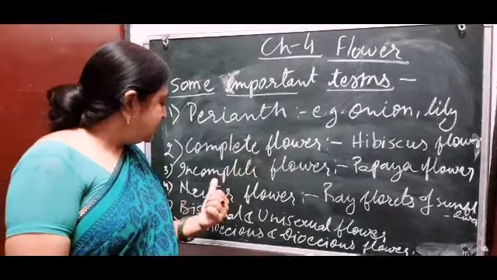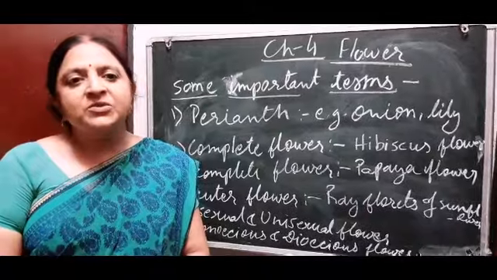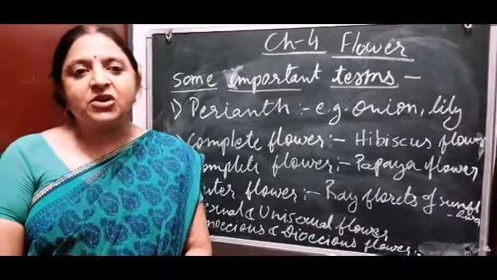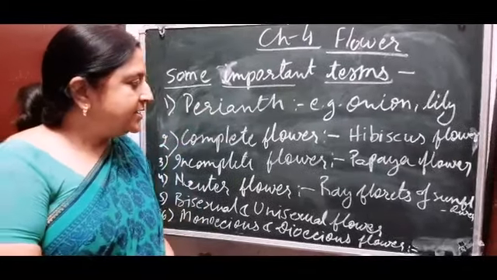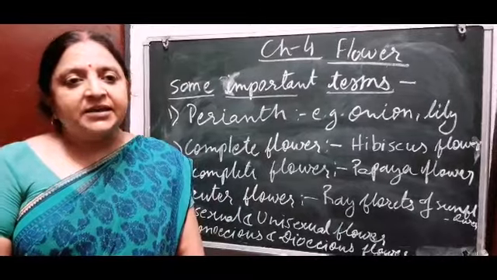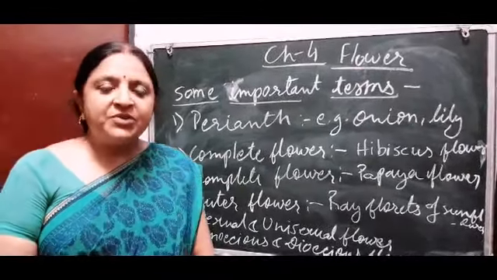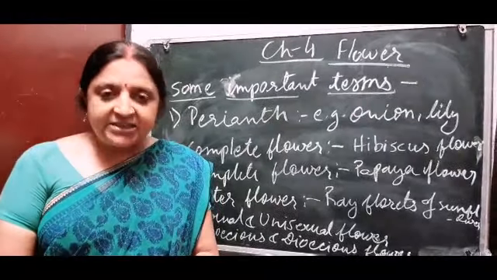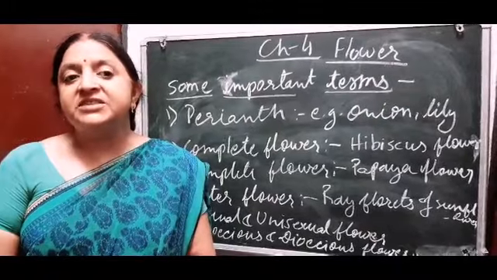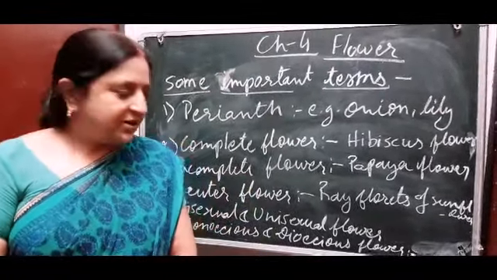After complete, the next type of flower is the incomplete flower. If any of the whorls is absent in a flower, that type of flower is called an incomplete flower. The papaya flower is an example of an incomplete flower. Any of calyx, corolla, androecium or gynoecium may be absent.